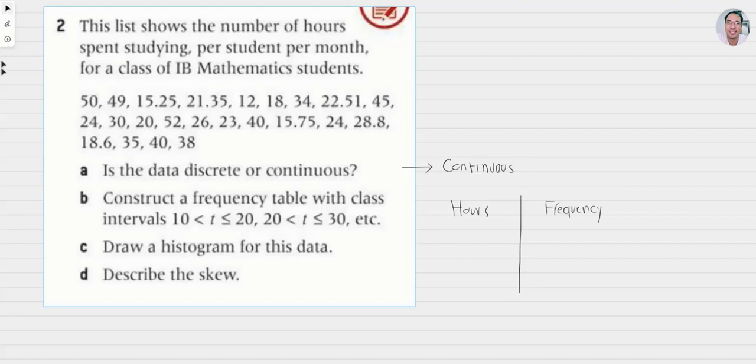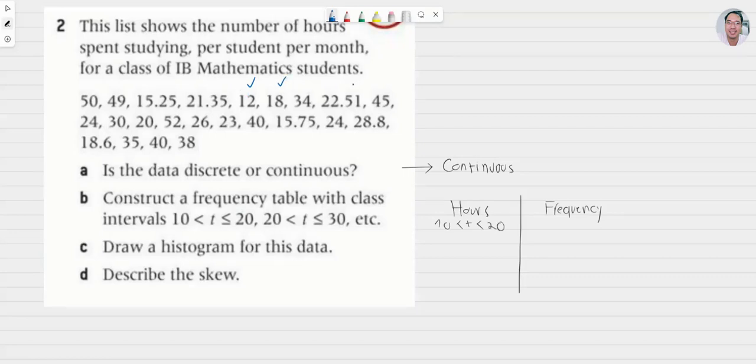Here's a tip. You need to count. Use a pencil to count the values. That is from 10 to 20. 12 is the first value. 18 is the second. 15.75, the third one. Nothing else. Okay, so that is 3. Okay, 20, so that is the fourth value. And after counting those things, you use another symbol or just erase that and count again for other values.